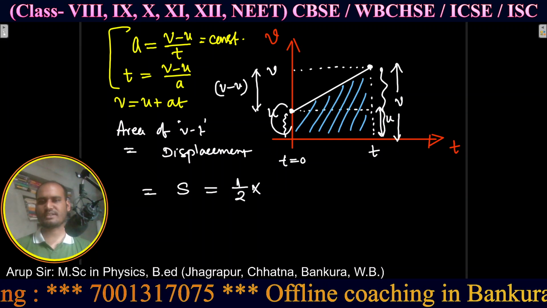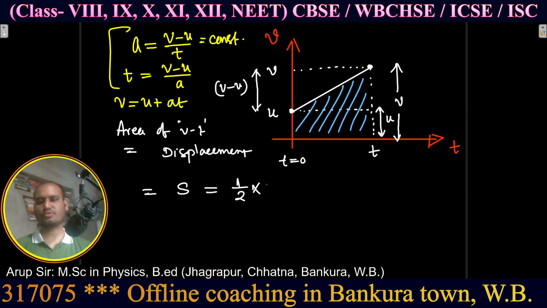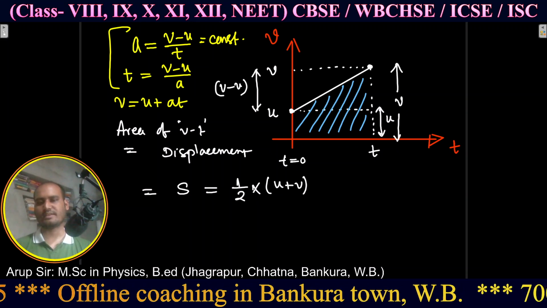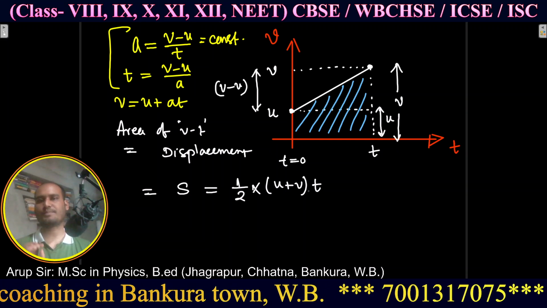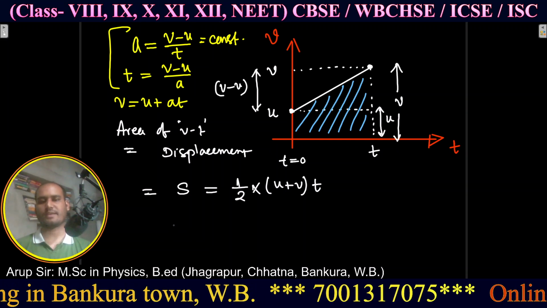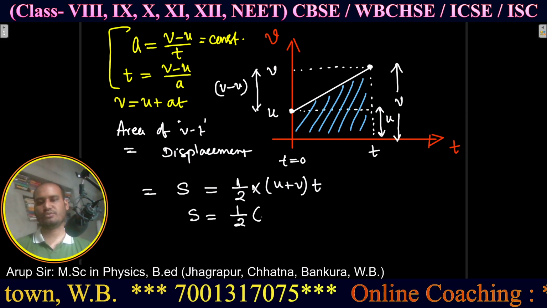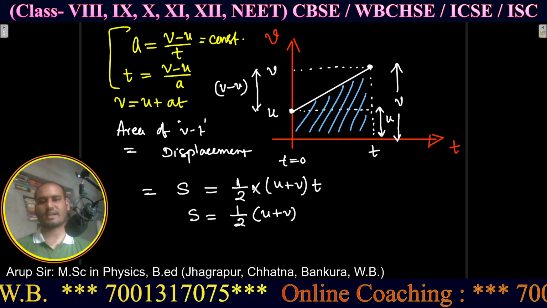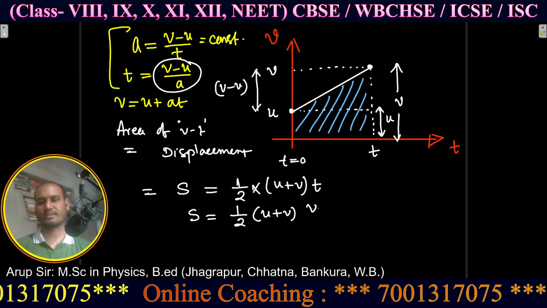So this one is u and this one is v. So sum of parallel sides means u plus v into time. So displacement S is equal to half into u plus v into time. Time means how much? Time means you can put this value v minus u by a.